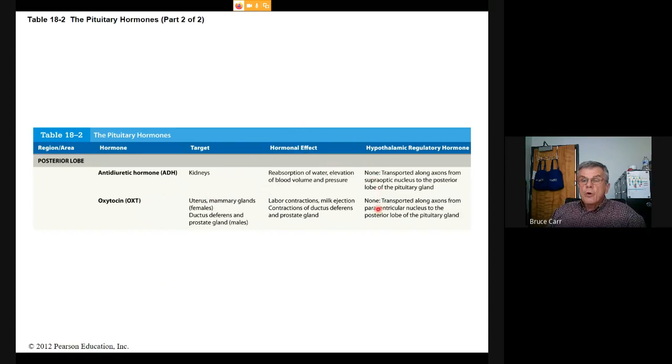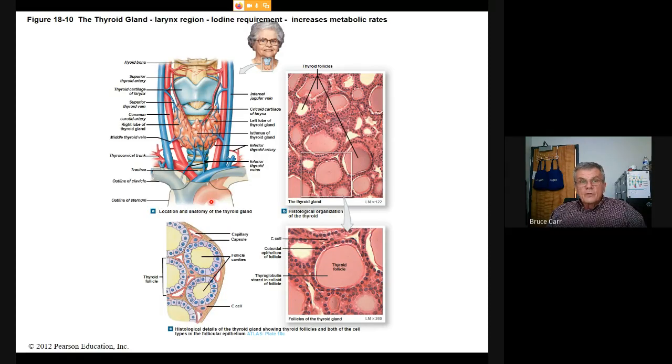The posterior lobe we've already talked about. There is no hypothalamic regulatory hormone because the hypothalamus is producing these hormones. It's stored in the posterior pituitary gland. The ADH is going to target the kidneys. Oxytocin is going to target organs in the reproductive system. So let's start with an initial example on this first recorded section.